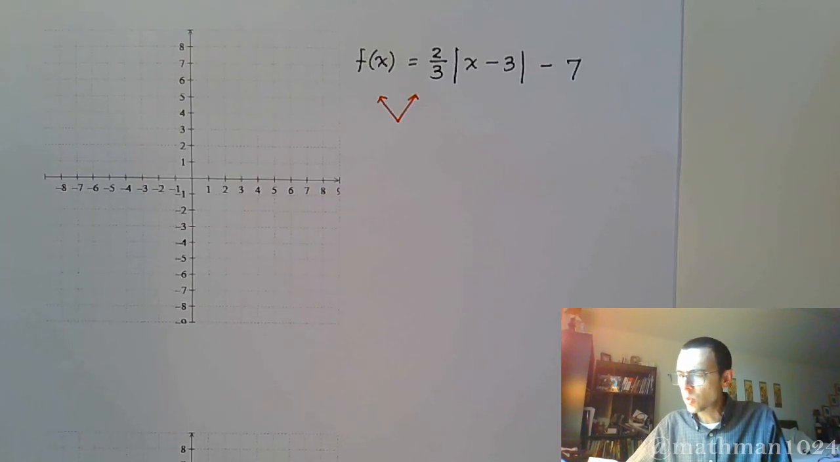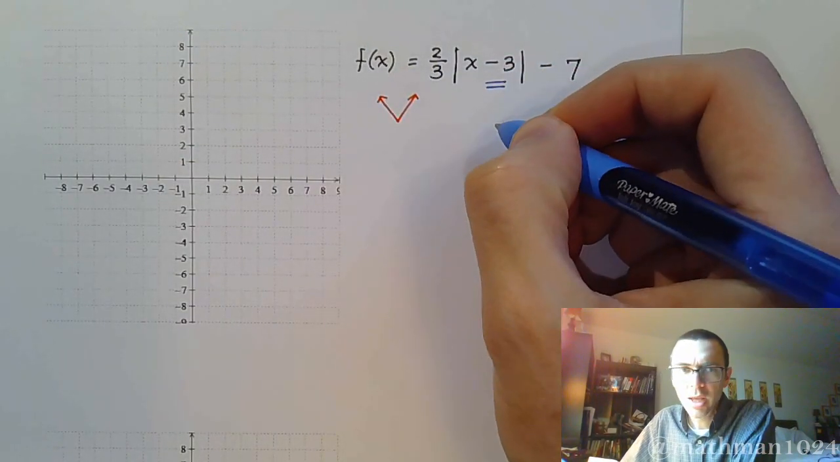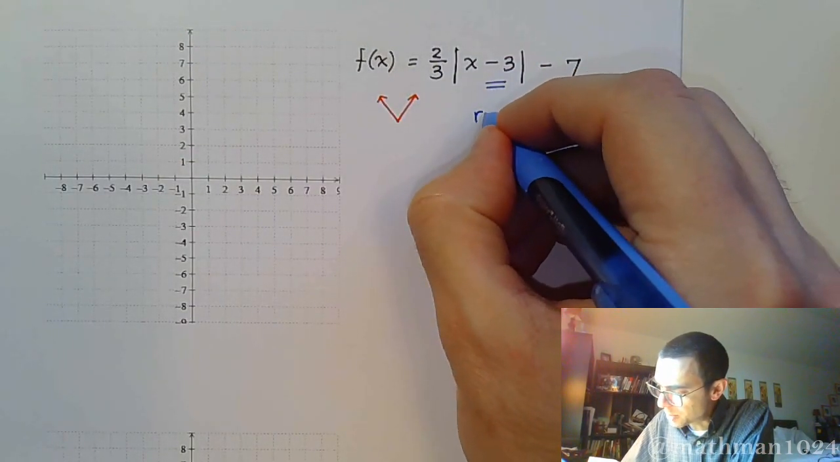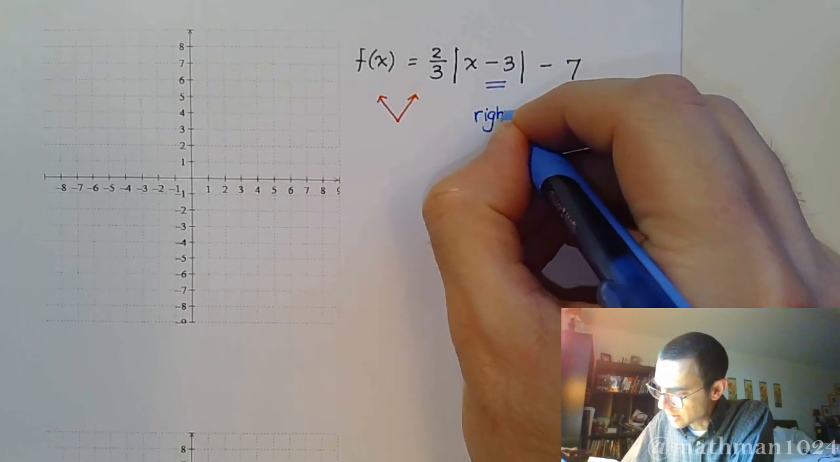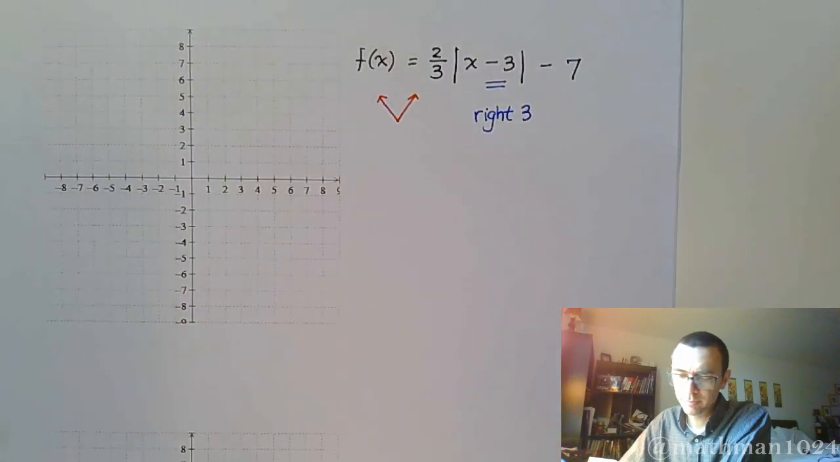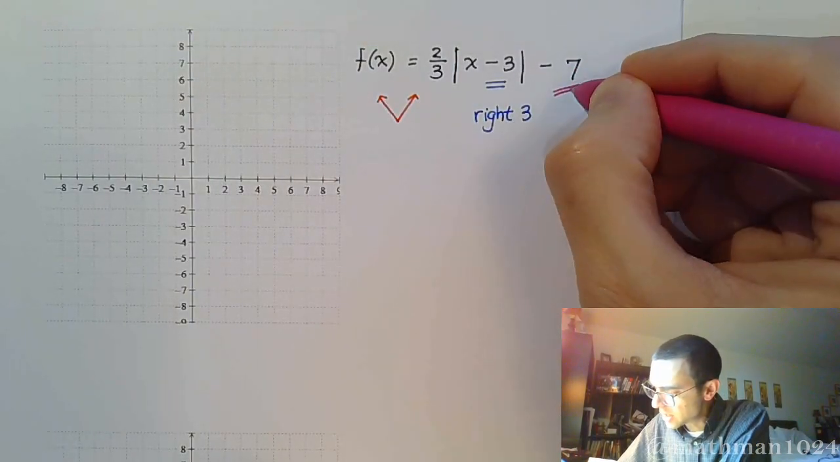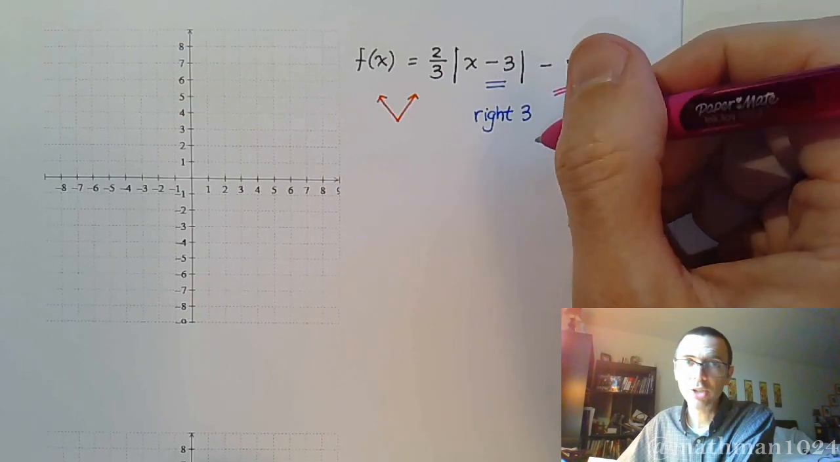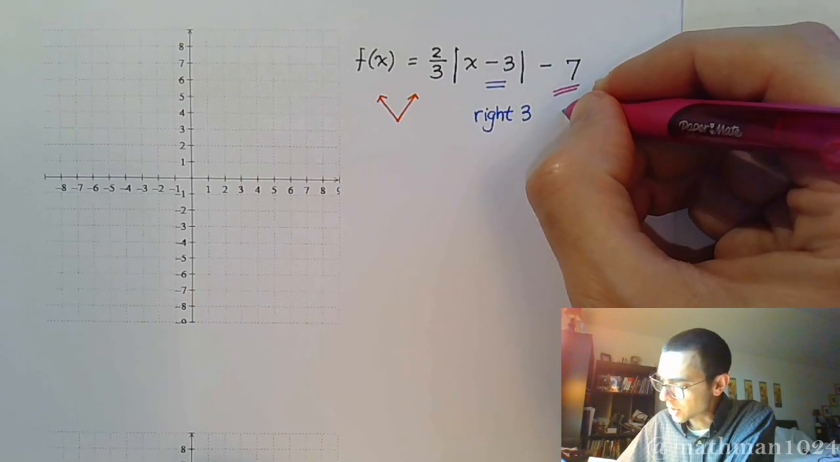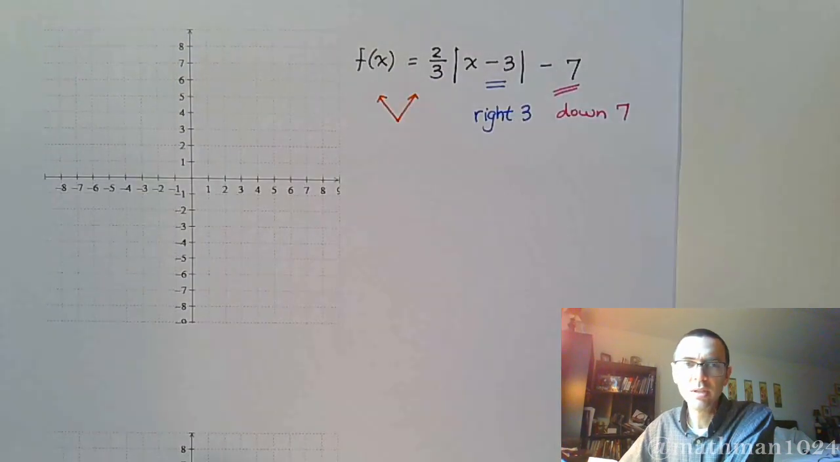All right, so with that V shape, I see that inside I have a minus 3. And that tells me that I need to do the opposite. So I'm going to go to the right 3. And then I have the minus 7, which tells me since it's on the outside, I do exactly what I see. I'm going to go down 7 units.